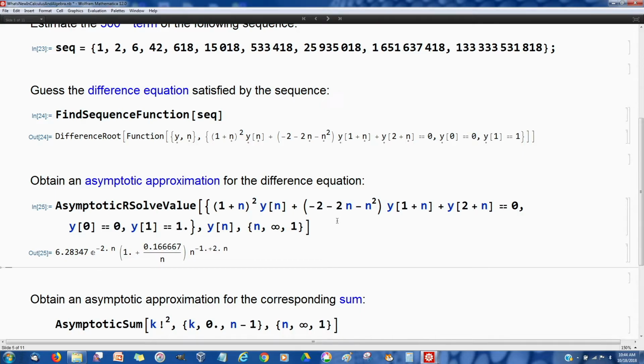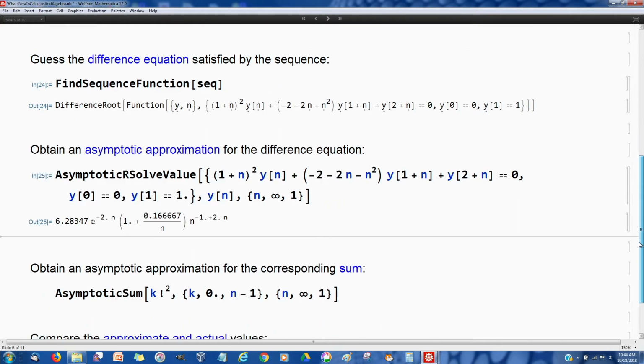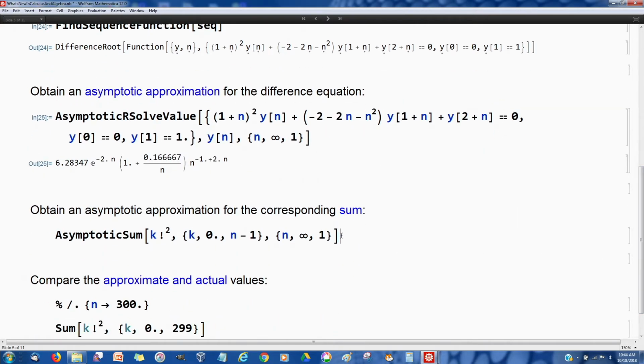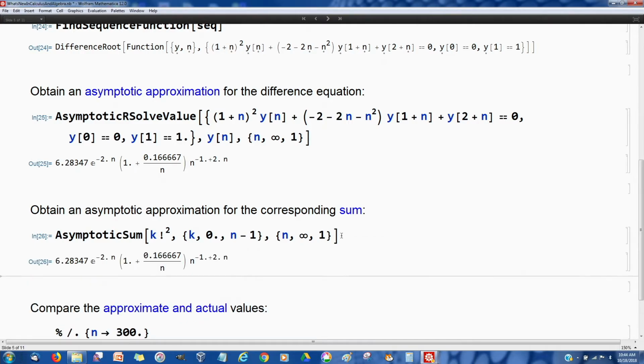So this sequence over there really is the sum of the squares of the factorials. If you look at 42 and 618, then 42 plus 576 is 618, but then 576 is 24 squared, and 24 is 4 factorial. So that's a very simple sequence, really. So I can also use a new function called AsymptoticSum, which will do the same thing for you and give you back exactly the same approximate formula.